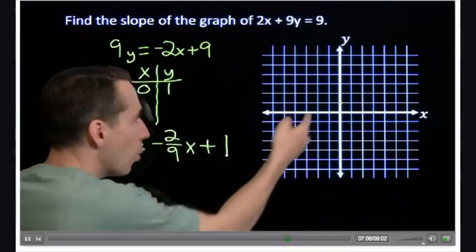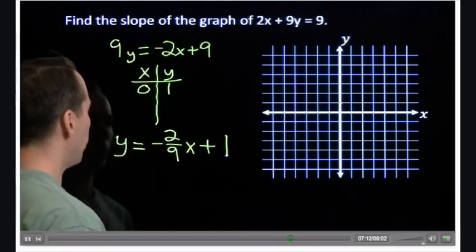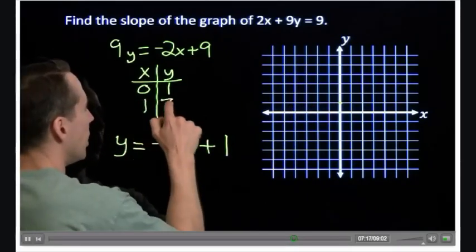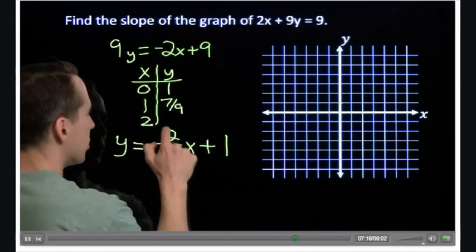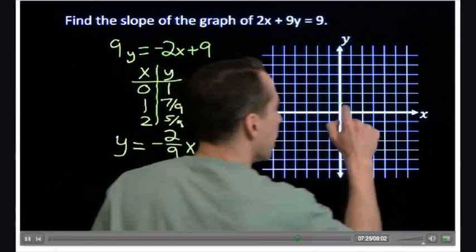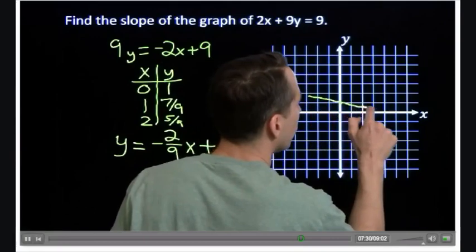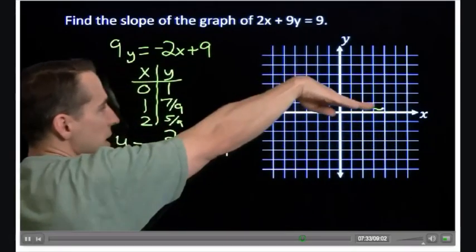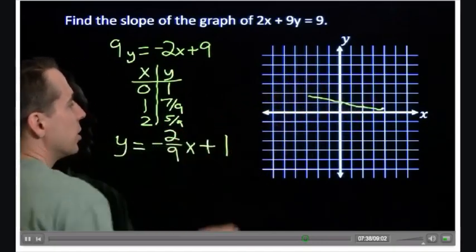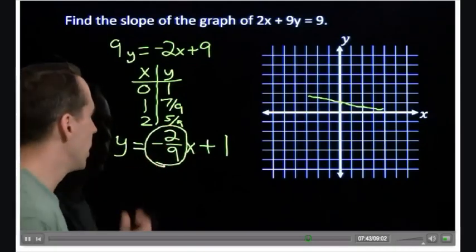Now we see, there it is. There's our y-intercept right there. I can go ahead and stick in another point. If I put in x equals 1, I'll get y is 7/9. Put in x is 2, I'm going to get y is 5/9. And on and on and on. I'm going to get a line that looks kind of like this. It's not the prettiest picture, but we can see that the slope is negative, and pretty close to 0. And we can see from our slope-intercept form the slope is indeed negative 2/9.